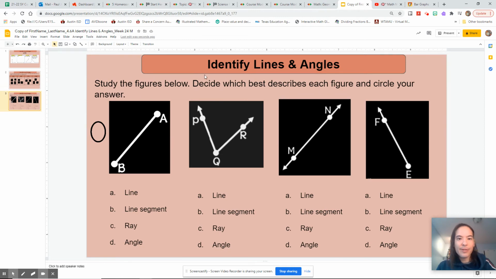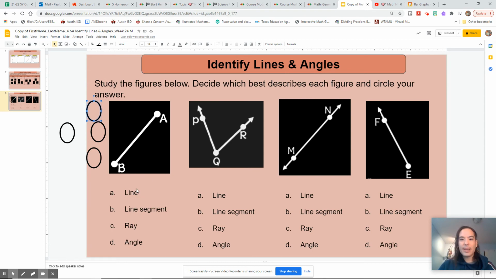All right. So study the figures below. Decide which best describes each figure and circle your answer. Okay. So our vocabulary words are line, line segment, ray, and angle. So we have to decide whether each one of these is a line segment, a ray, or an angle? Let's see if they gave us 4 circles. Okay, they did give us 4 circles. Cool. Okay, so the first thing we need to do is let's review these things.